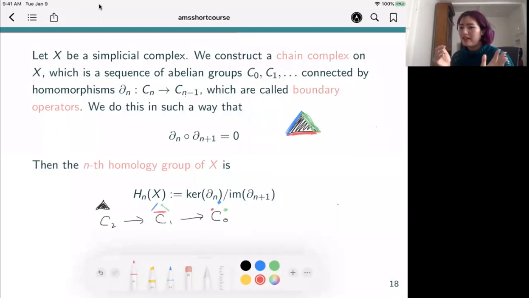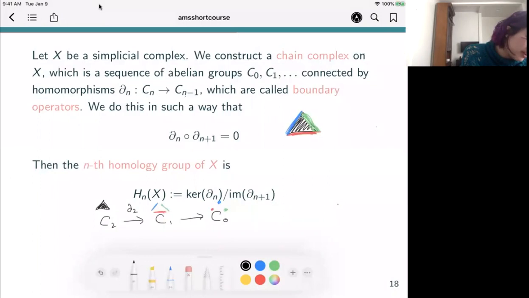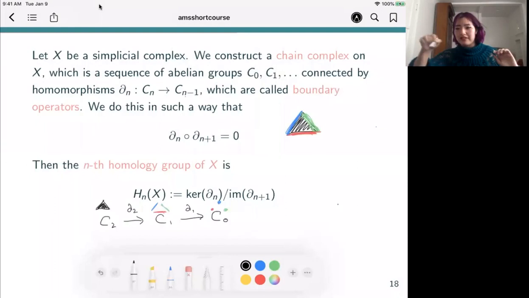On top of these chain complexes, we're going to have a map that goes from one step to the next. Here we have delta 2 and delta 1, and these things are called boundary operators. They work basically the way that you maybe think they should: when you take the boundary of the triangle, you get all of the lines around it. And when you take the boundary of a line, you get the two points at the end of it.